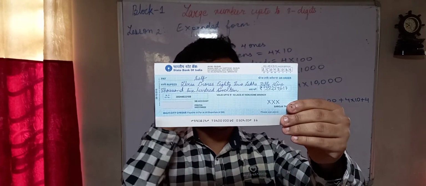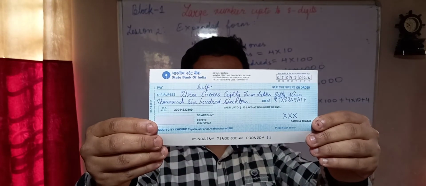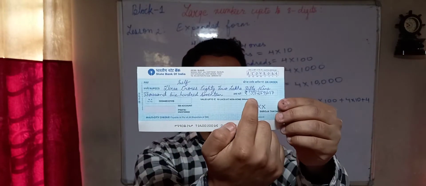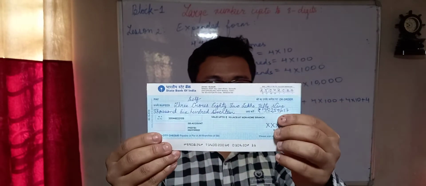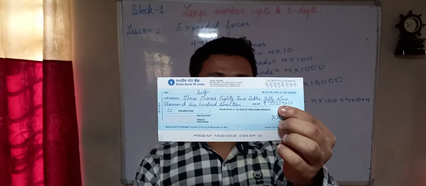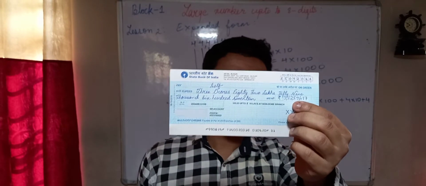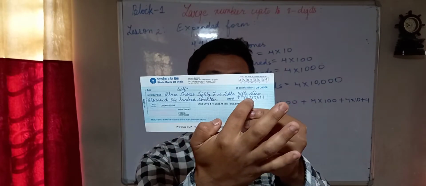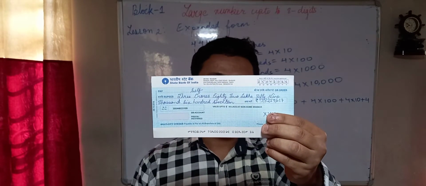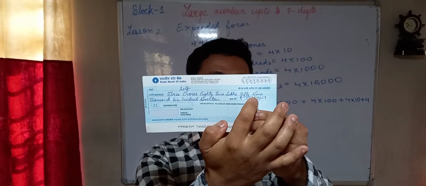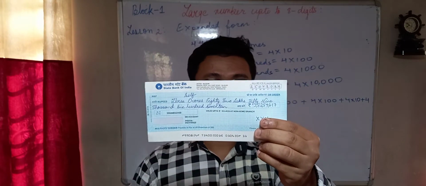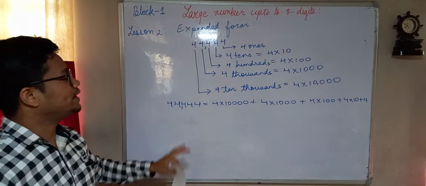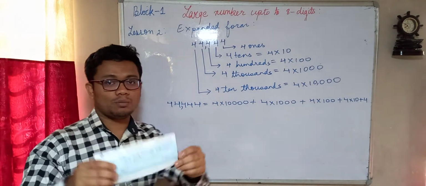So, children, this is how a check looks, and this is the 8 digit number. If I really want to expand this number, how will I expand it, how much money does this actually have, or how big is this number? To expand it, we will learn about expanded form. Children, we will learn about expanded form.